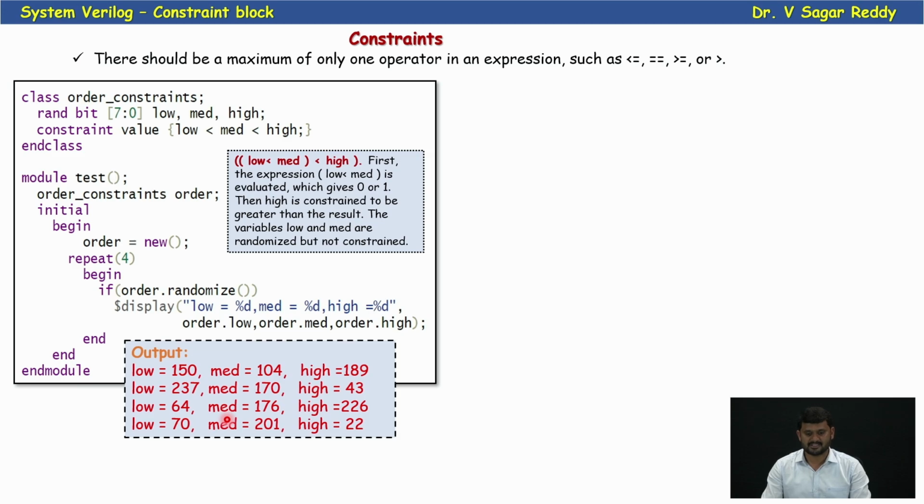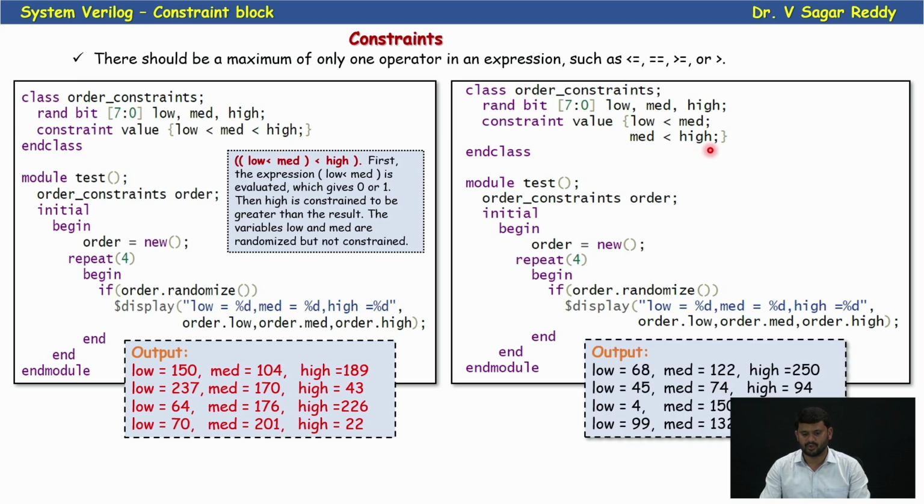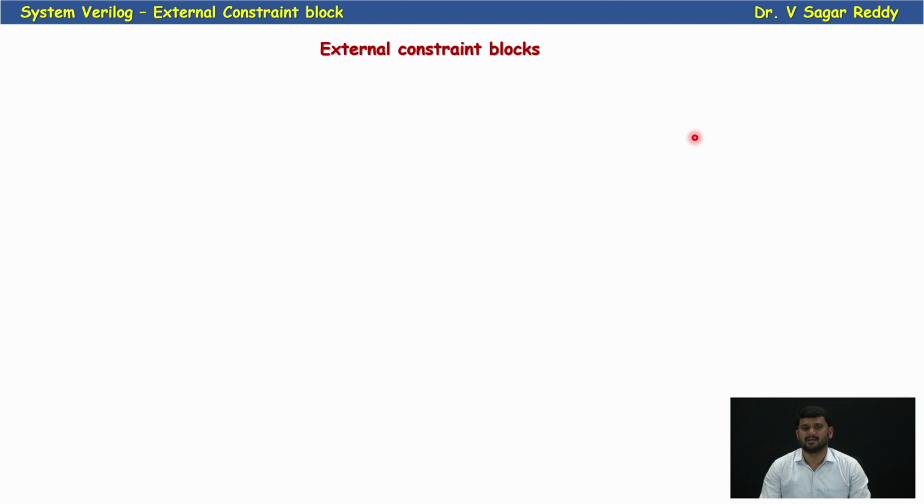Now let's see another example. I take the same example, but I have two expressions that contain only one operator each: low less than mid, mid less than high. Now if we execute this program, the output has low less than mid and mid less than high. So in this example we get correct results. So there should be a maximum of only one operator in an expression, with two operands and one operator. That is a simple example.